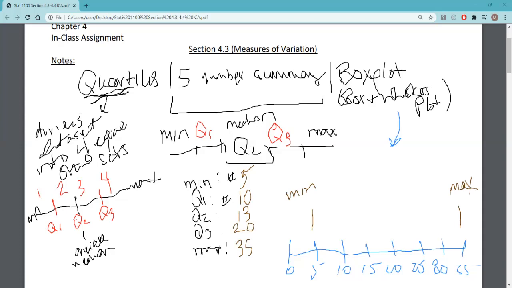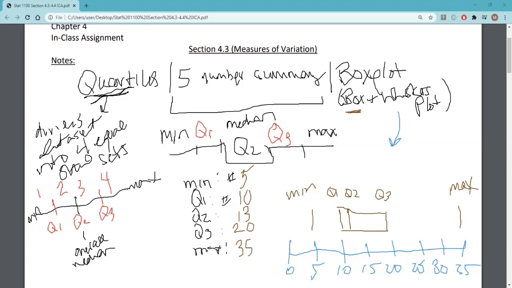So notice I'm not drawing it on top of the number line, I'm drawing it above it. So that way I can really see where these values are lying. So the minimum and the maximum, I'm now going to do Q1, Q2 at 13, and Q3 at 20. So right now we just have lines, but we need to have a box. So the box is going to be formed by our quartiles. So notice I have Q1, Q2, and Q3 forming my box.